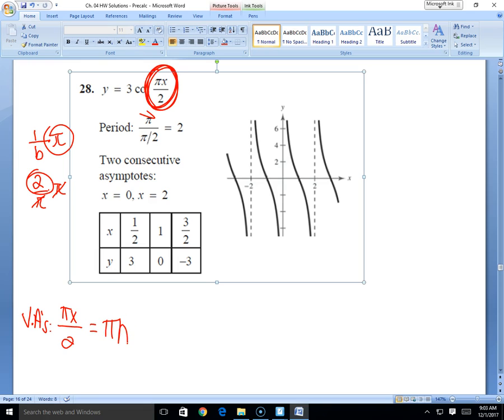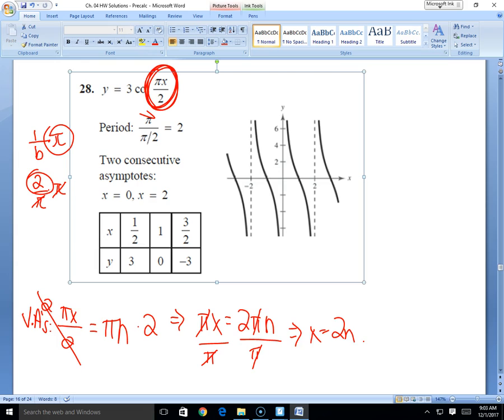And what would you have done to both sides? I would say probably times 2, right? So you have pi x equals 2 pi n. How would you have solved for x? 2n. And that's why the period is every 2, and the asymptotes are at every 2. 0, 2, 4, 6. Do you need the table? Not necessarily, as long as you put your point of inflection halfway in between, at 1, at 3, at -1, at -3.